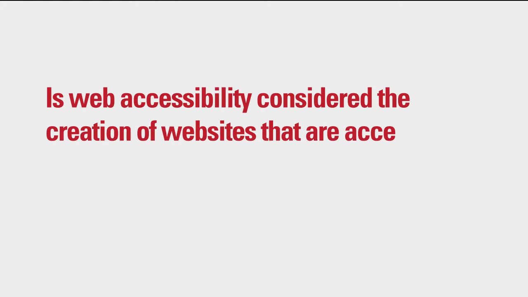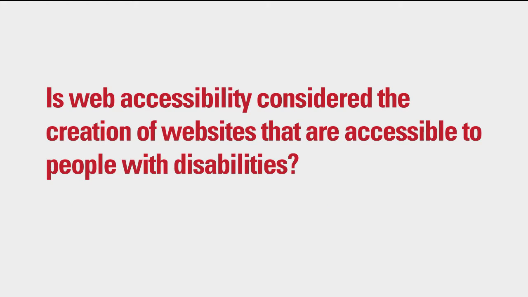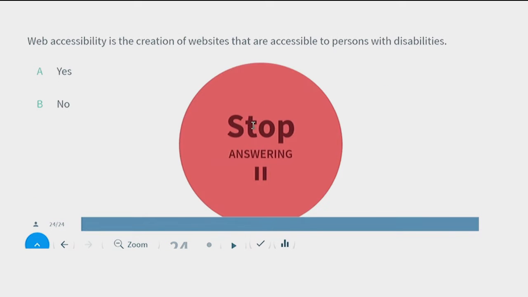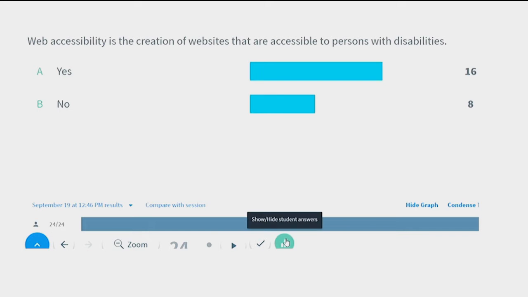So the question is, web accessibility is the creation of websites that are accessible to persons with disabilities, yes or no? And I'm going to say it's kind of like a trick question too. And let's look at the answers. Web accessibility is the creation of websites that are accessible to persons with disabilities, and we have kind of three-quarters yes. Originally, you could say so.